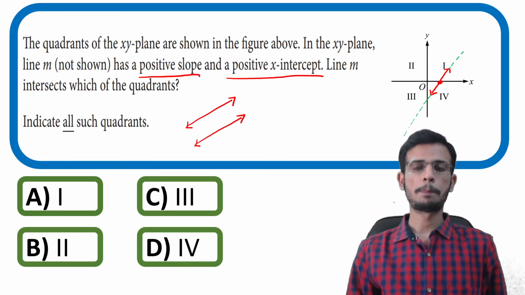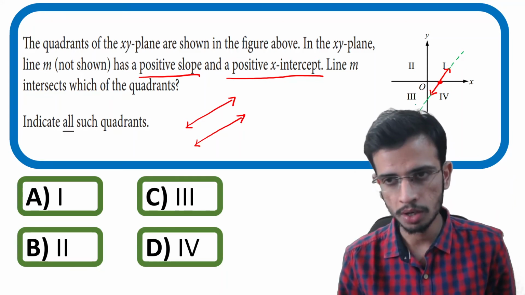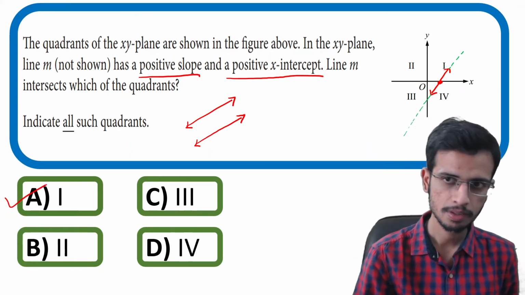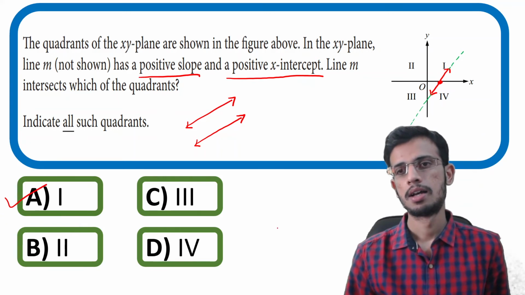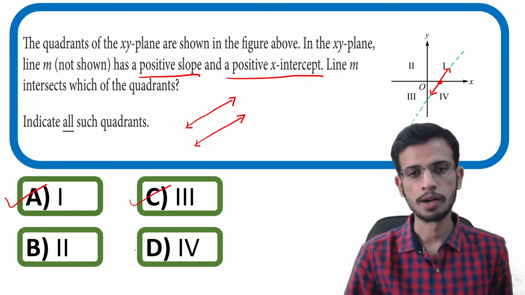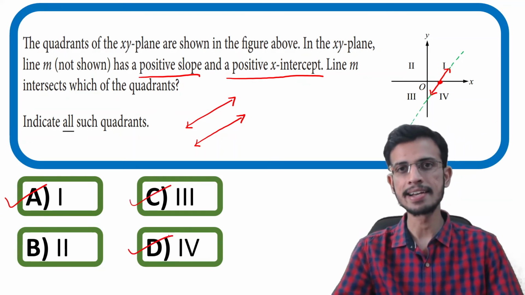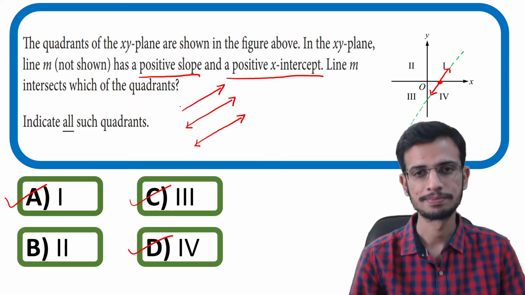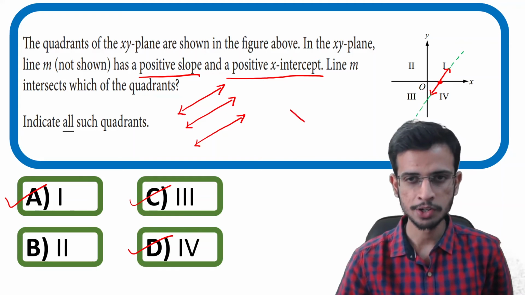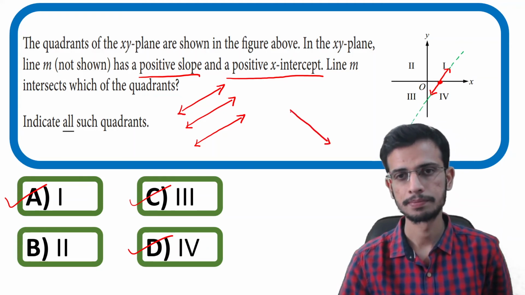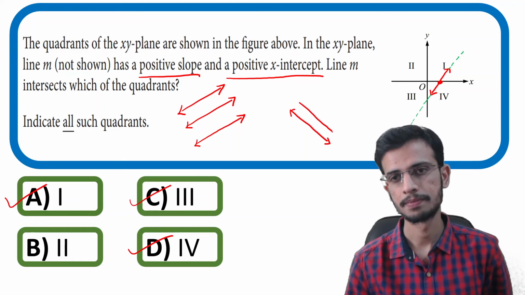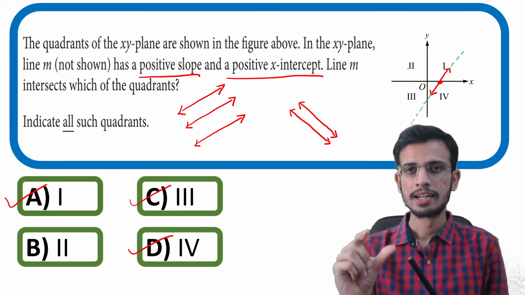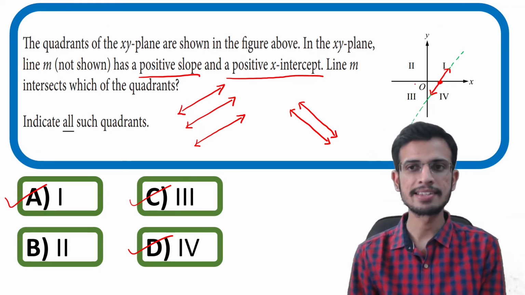So this line is passing through the first, third and fourth quadrants, right? Options A, C and D are correct. These all are the set of lines having positive slope, and these all are the set of lines having negative slope, right? So we have located this line on this xy plane, keeping in mind that the x-intercept should be positive.